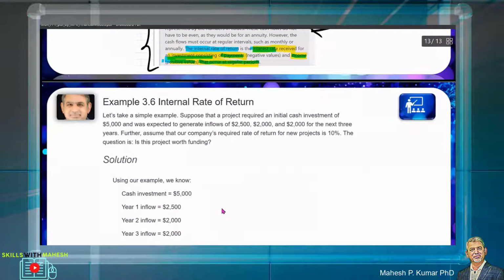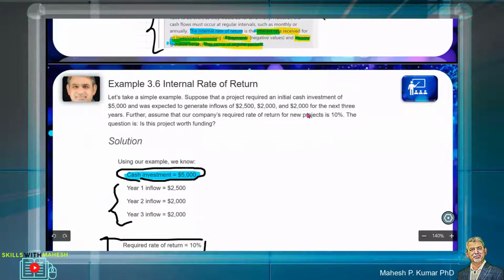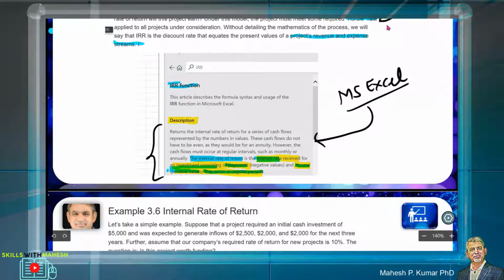And this is a question in your book. Outflow 5,000, investment. Investment is always outflow. When you invest, you take out the money from your account or your pocket and then give it to somebody, so this is always outflow. This is outflow, and these are three inflows. And required rate of return is like hurdle rate. It is mentioned here.